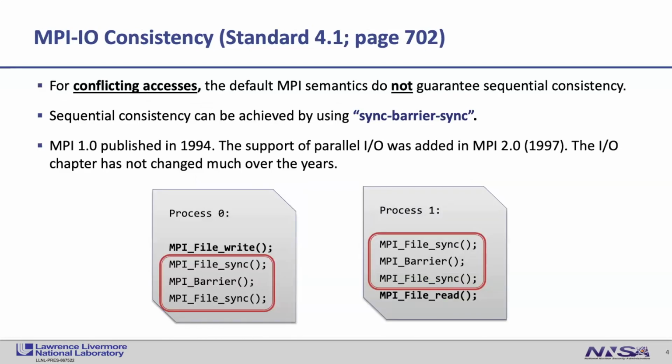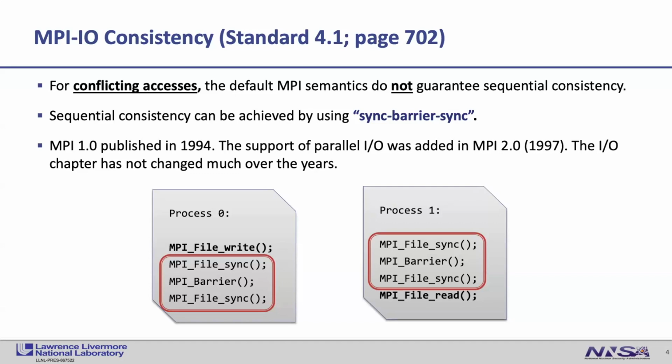On the other hand, there's MPI-IO consistency, which is not POSIX consistency. Here's a little bit of background on the MPI standard. The first version of the standard was published in 1994, and in the second version, we added parallel I/O into the MPI standard, which was published in 1997. So that was decades ago. Since 1997, the I/O chapter of the standard hasn't changed a lot over the years. Essentially, all the I/O calls we see today were designed in 1997.